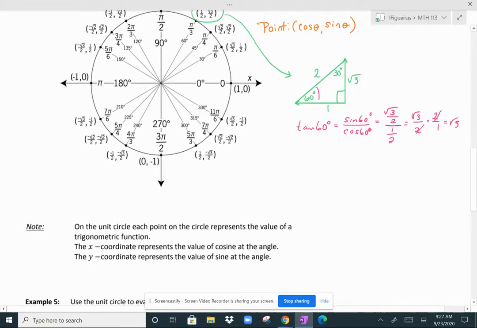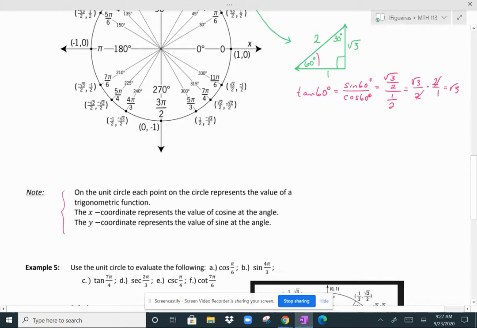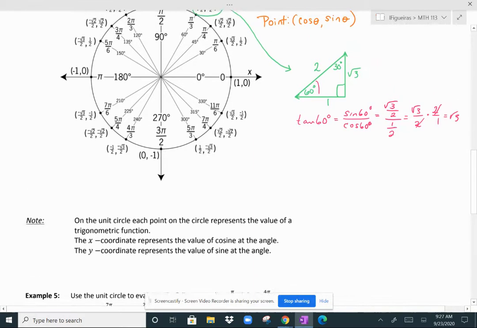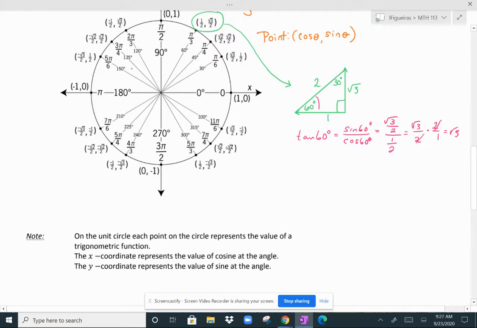All right, and so this is just repeating what I said. On the unit circle, the x-coordinate represents the cosine at that angle, and the y-coordinate represents the sine at that angle. So the unit circle is also a good review of the relationship between degrees and radians. So you can see all throughout, 150 is 5 pi over 6, 330 is 11 pi over 6, 5 pi over 4, that's 225. So the more familiar you are with all these angles in both degrees and radians, it makes it easier on you as well.